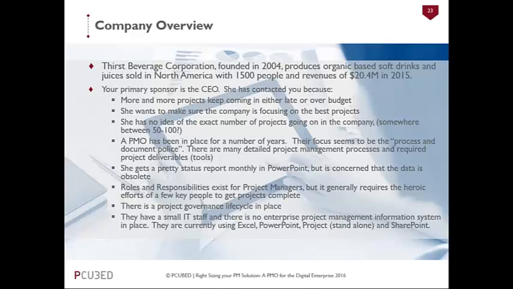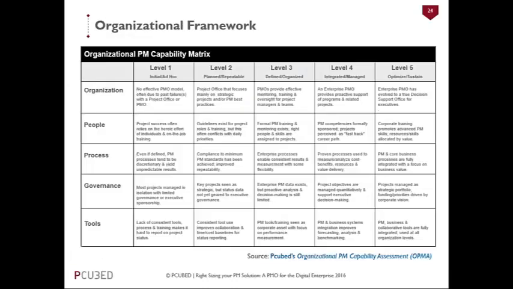And what we would like to do now is, if we could move to the next slide, Jamie. Again, looking at this scenario, we're attempting to understand where this organization currently is. And so the next slide that we've got here is our organizational framework, and this actually comes out of one of PCubed's intellectual properties. It's from our organization PM capability assessment tool.